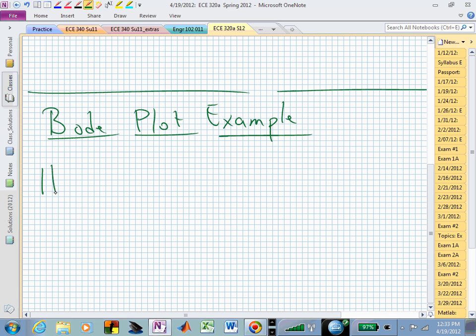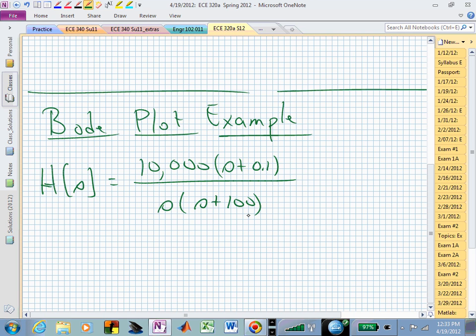And let's say that our transfer function that we want to sketch the Bode plot for is given as 10,000 (s plus 0.1) over (s plus 100). What structure or form would we term that transfer function expression is written in? What terminology would we express that? This is a pole zero form. And that's not the structure that we need in order to sketch the Bode plot.